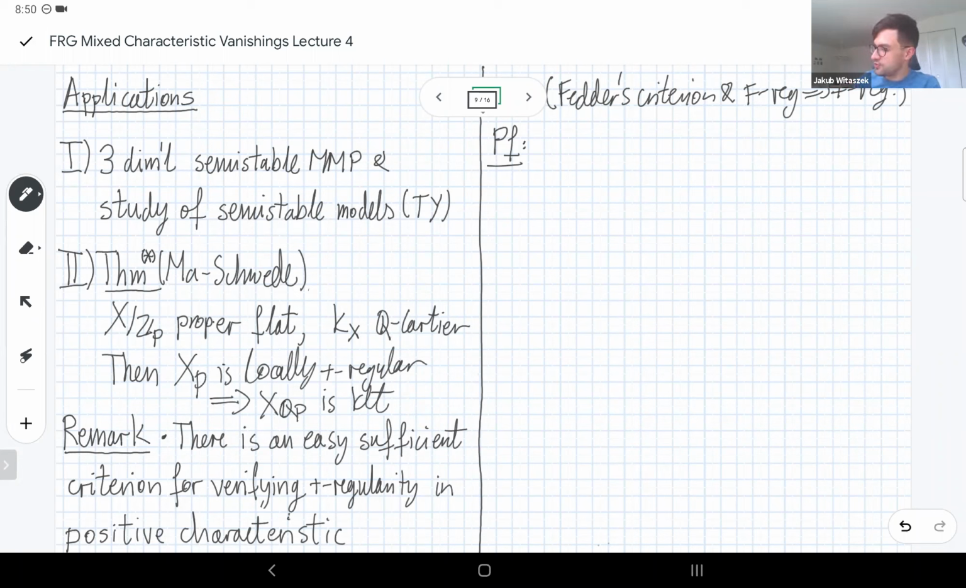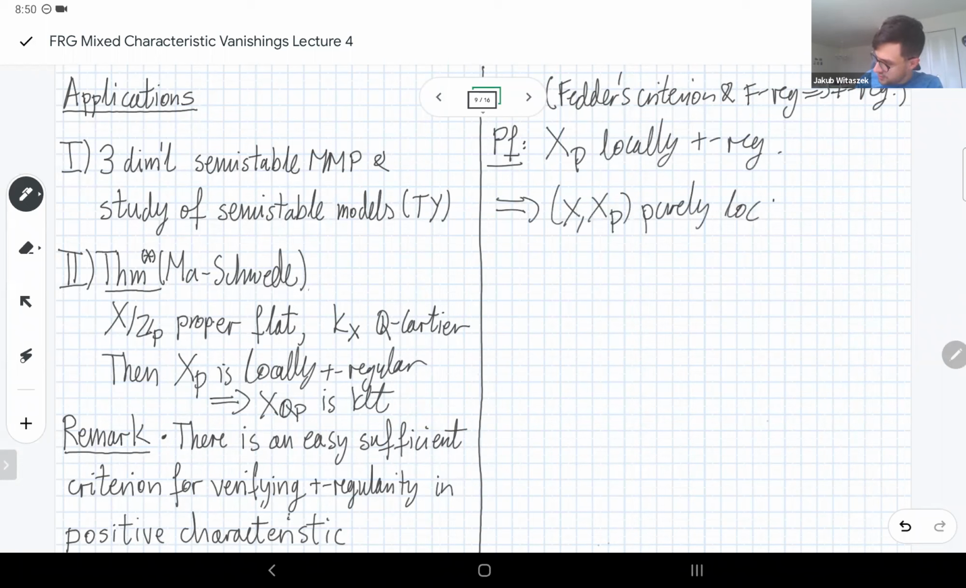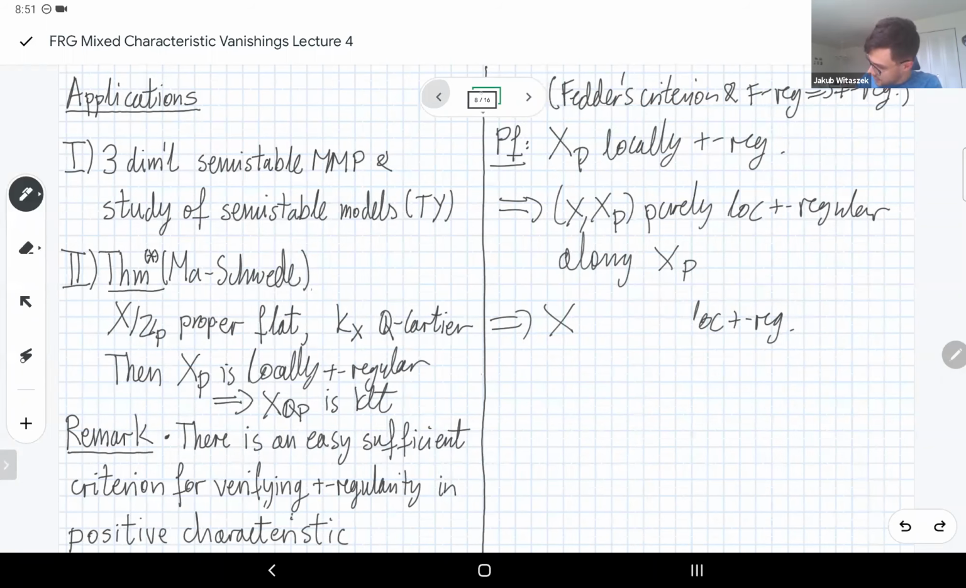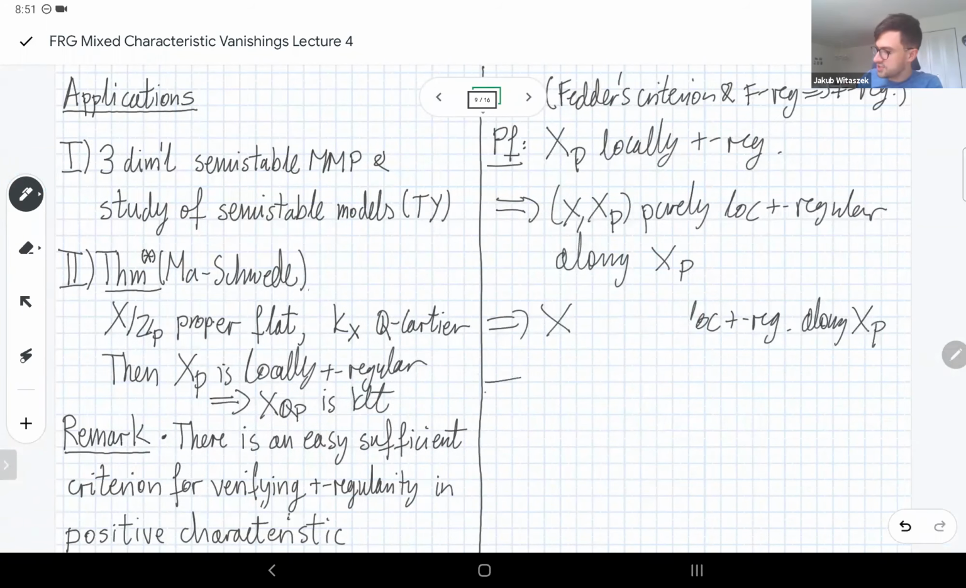So let me just give a quick proof using what we showed already. So the special fiber is locally F-plus regular. Then by inversion of adjunction, this implies that X is purely F-plus regular locally along X_p. Then we show that this in fact implies that X is purely locally F-plus regular. Sorry, just locally F-plus regular along X_p. And now this implies that X is KLT along X_p.